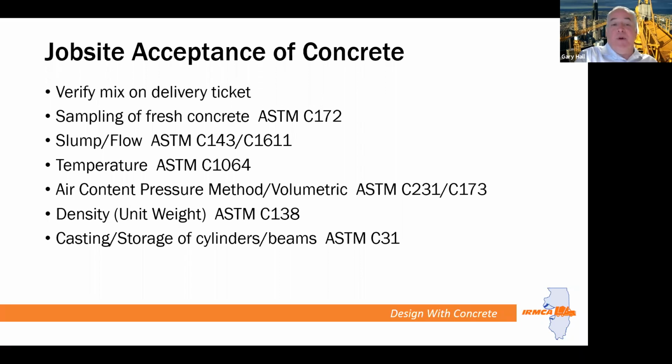We also have unit weight testing, where a unit weight scale is provided at the plant or the job site. And the unit weight scale, we could actually use in conjunction with the air pressure method bucket, because it is a specific or known volume that's calibrated. So we use that for density measurements and also yield measurements as well. And then ASTM C31 covers the casting and storage of cylinders and beams on the job site.